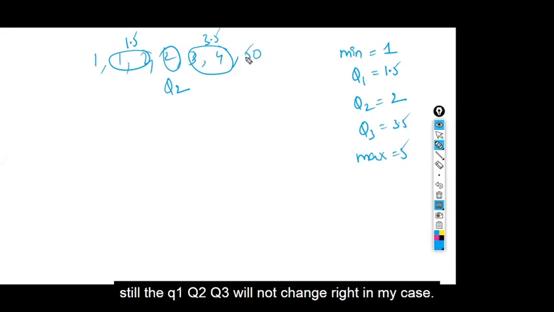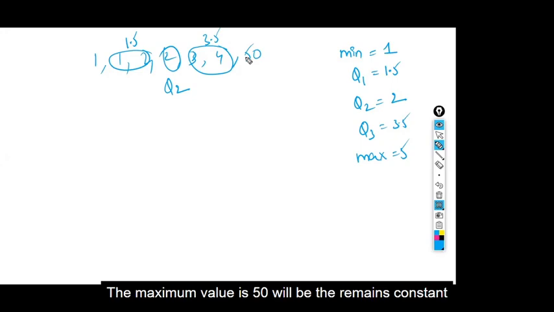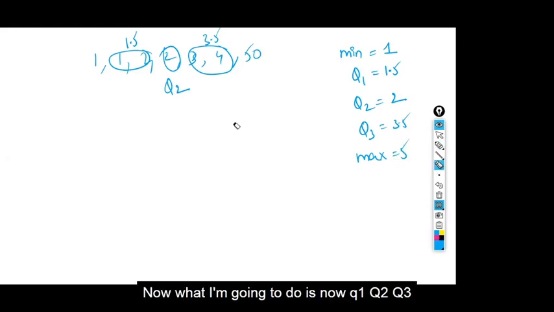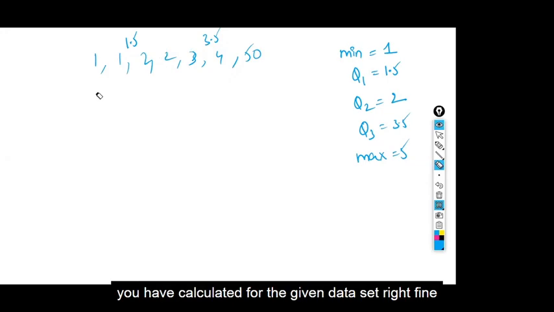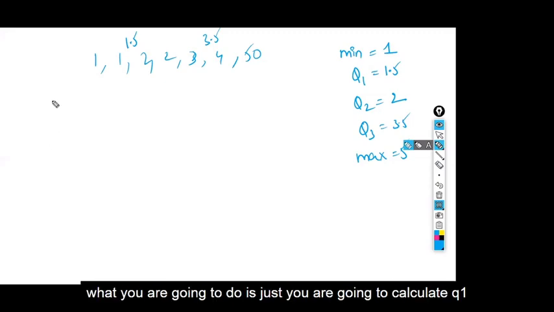Still, Q1, Q2, Q3 will not change, right? In my case, with the maximum value 50, they remain constant because it is an ordered array. Now, you have calculated Q1, Q2, Q3 for the given data set, right? Fine. Now, what you are going to do is calculate the outlier limits.